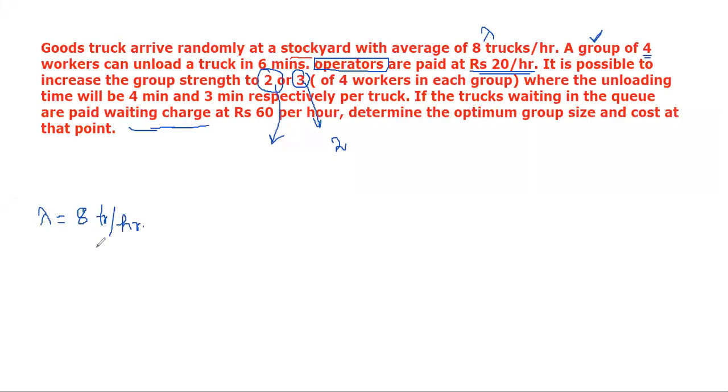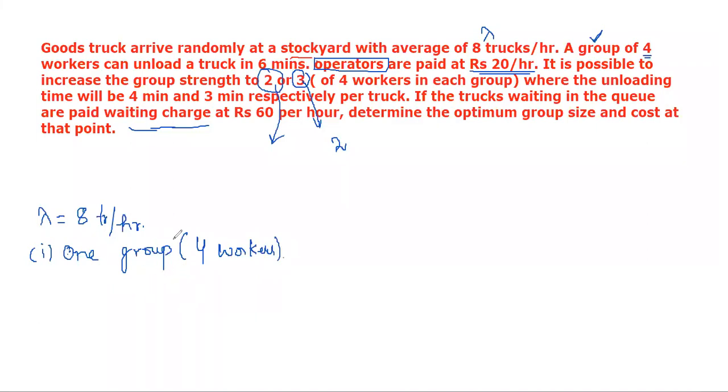Now, there is a possibility that one group can work, there is a possibility that two groups can work simultaneously, and there is a possibility that three groups can also work simultaneously to unload the trucks. Suppose the first case is that only one group is working. One group will have 4 workers. So this is the first case.